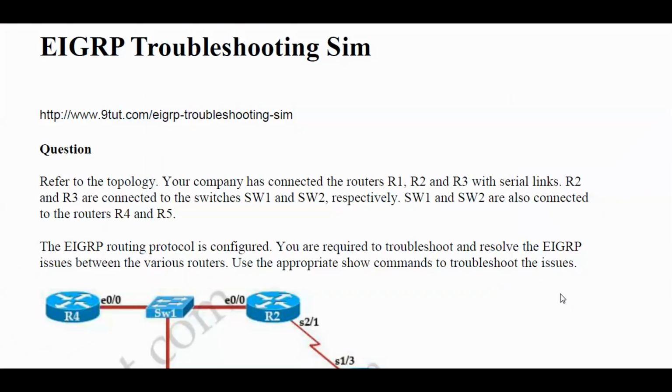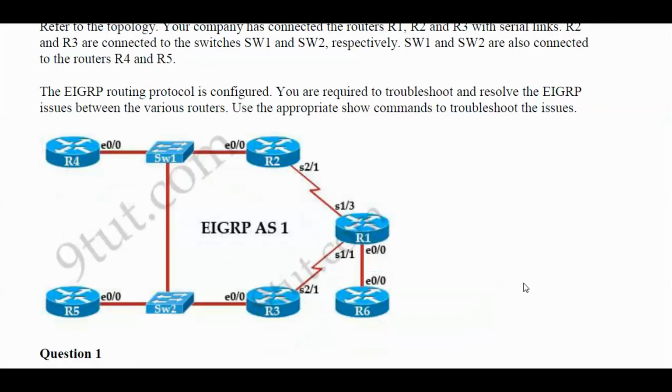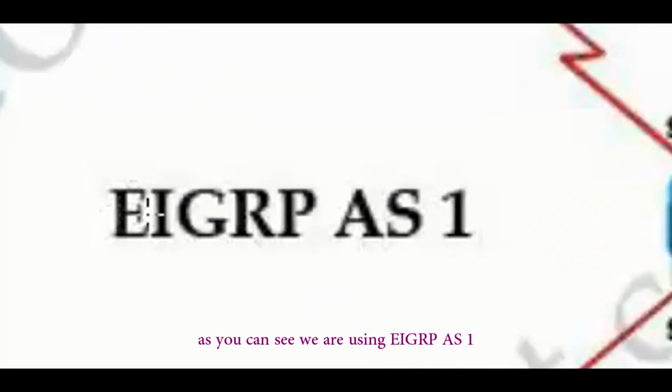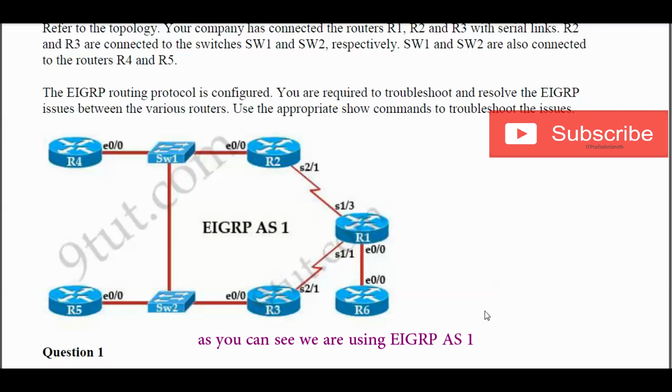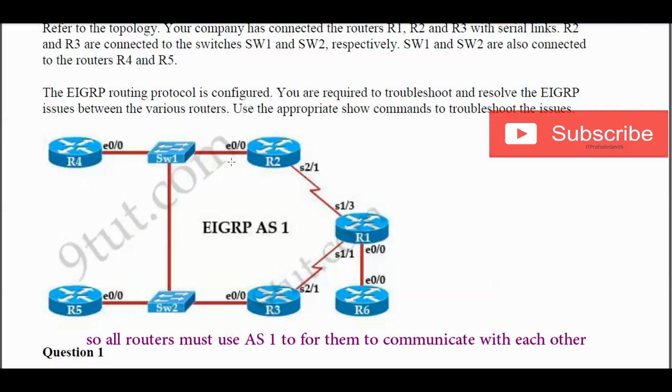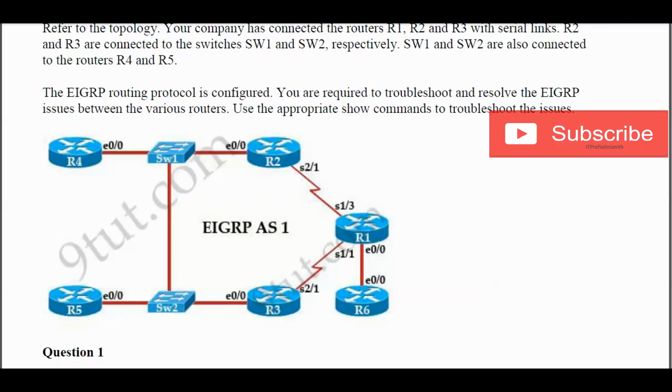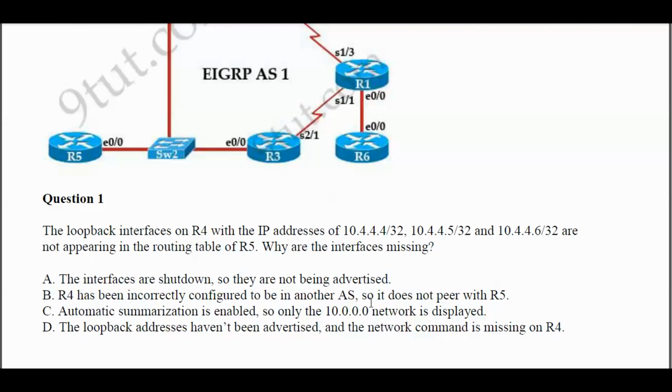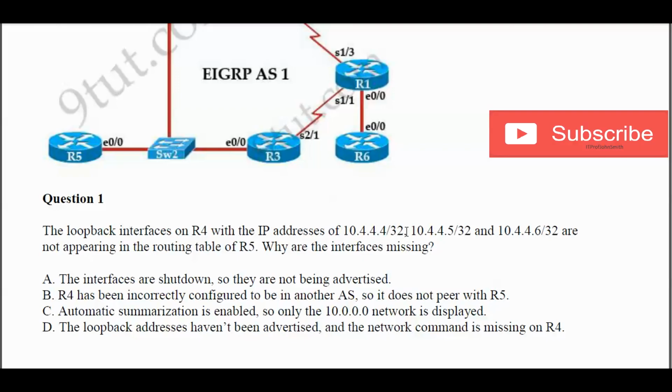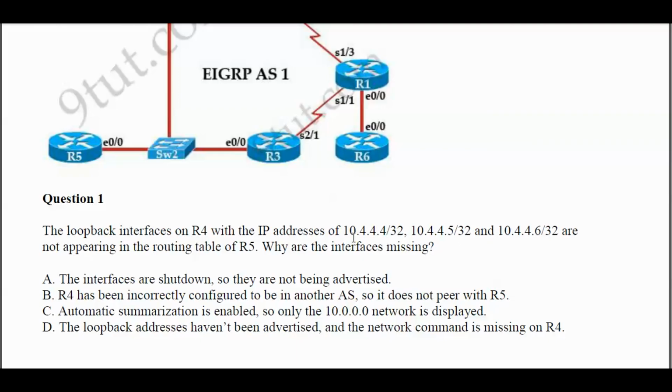So now let's take a look at our topology. As you can see, we are using EIGRP AS number 1. So all routers must use AS number 1 in order for them to communicate with each other. So now let's try to answer question number 1. The loopback interfaces on R4 with the IP addresses of 10.4.4.4/32, 10.4.4.5/32, and 10.4.4.6/32 are not appearing in the routing table of R5. Why are the interfaces missing?